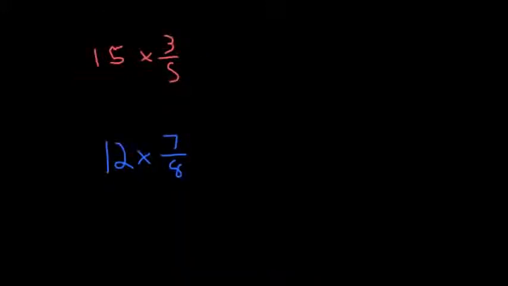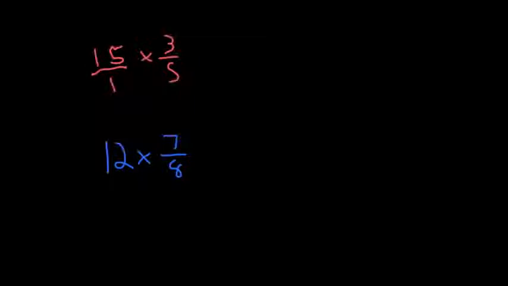Alright, so now we're going to multiply some whole numbers times fractions. So I have 15 times 3/5. Well, in order to multiply fractions, you have to have fractions. So I need to turn that 15 into a fraction. So in order to do that, I just put it over 1, because anything divided by 1 is still the same thing. So I have 15/1 times 3/5. Again, you can reduce this before you multiply.